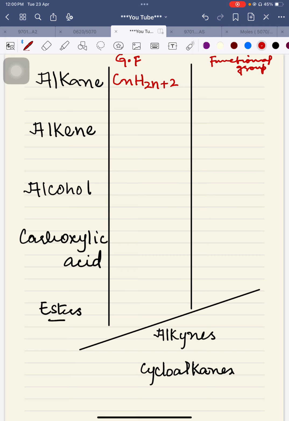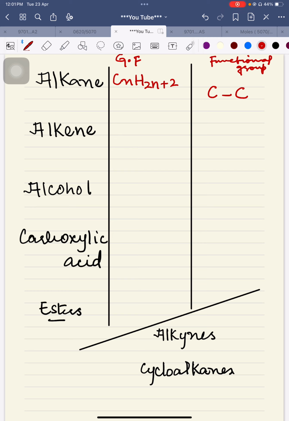How I'm going to implement that? Don't worry, I will give you certain examples of how to implement that, and this way you people will learn how to implement the general formula, to know the exact formula of the member. Okay. And what is the functional group? It is carbon single covalent bond, which is the functional group for the alkanes family.